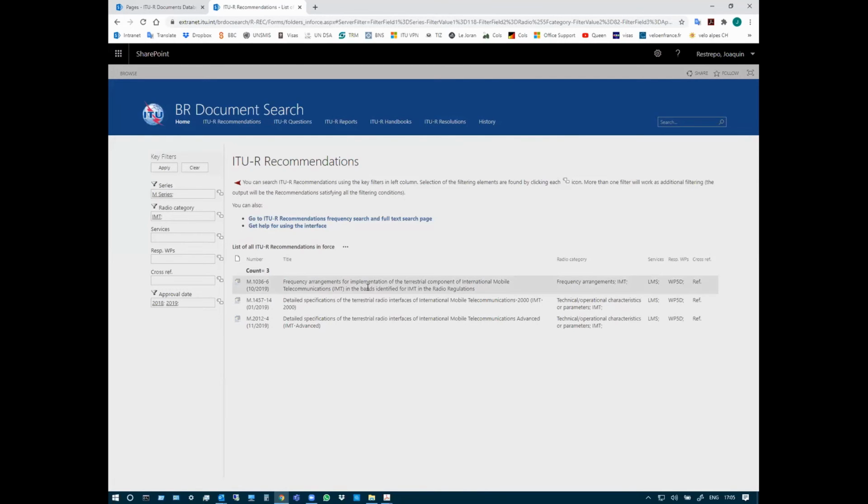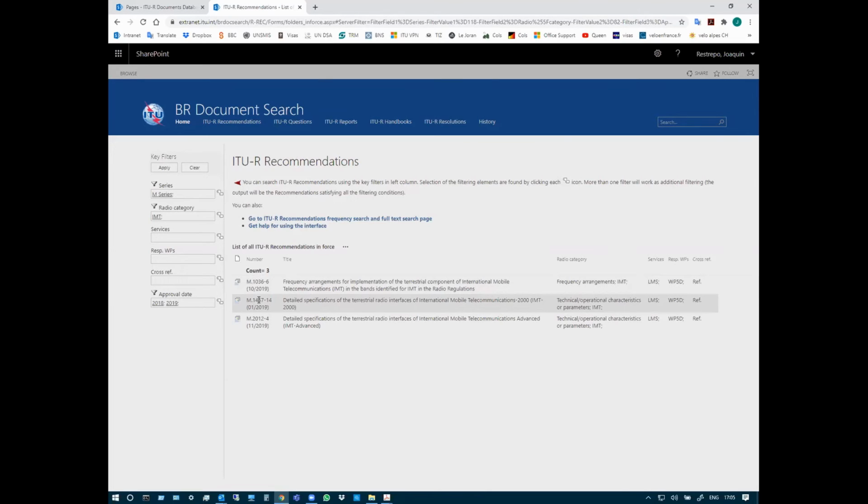Then you have the complete list of publications complying with these criteria. For example, this is the publication from mobile, as you see all are from mobile because we have filtered that. M.1036-6, published in October 2019, frequency arrangements for implementation of the terrestrial component of IMT in the bands identified for IMT in the Radio Regulations. We have this publication updated in January of last year.